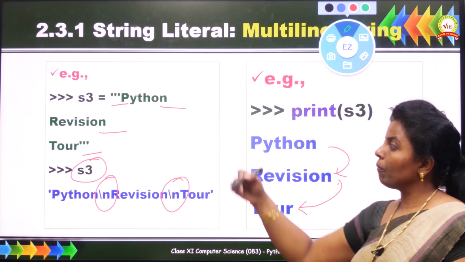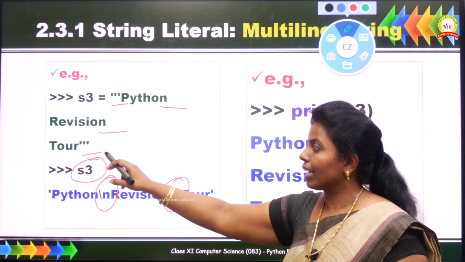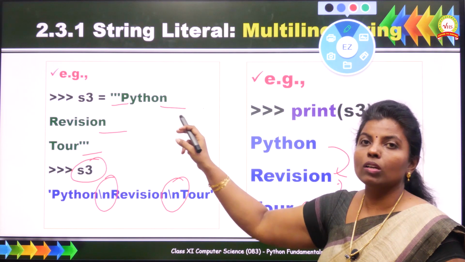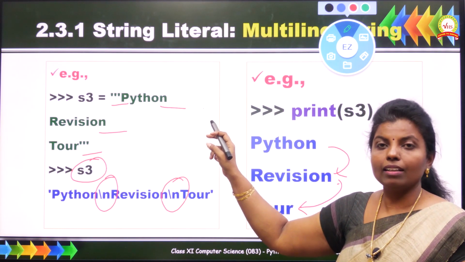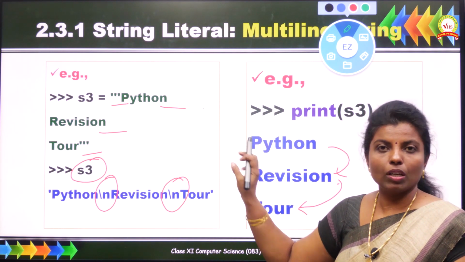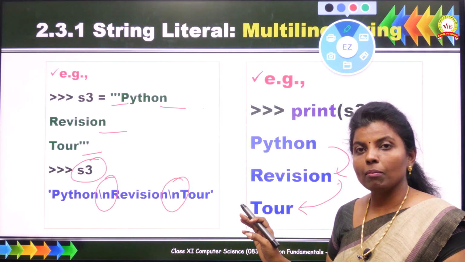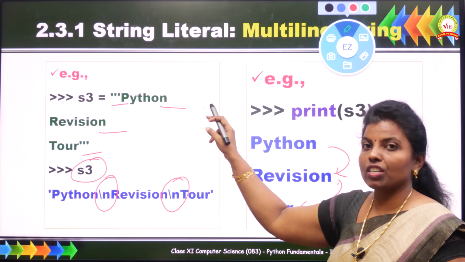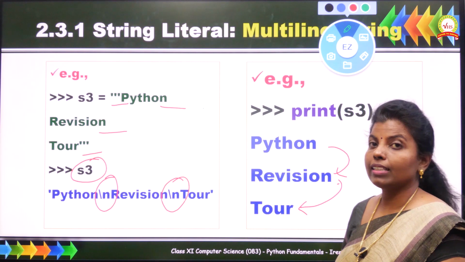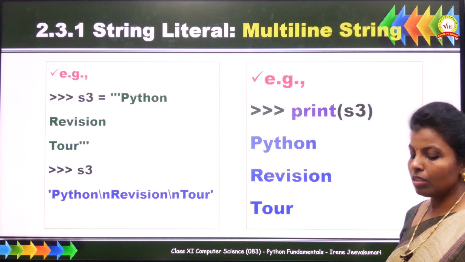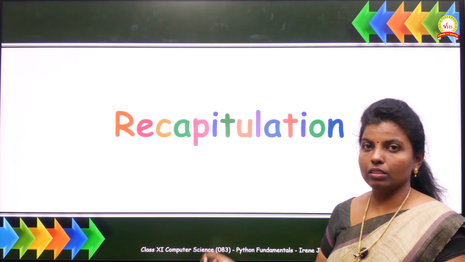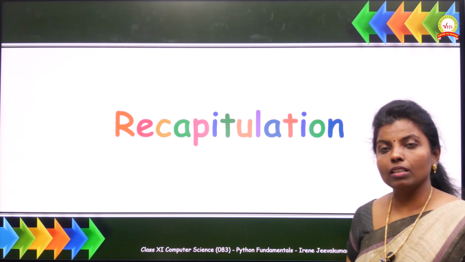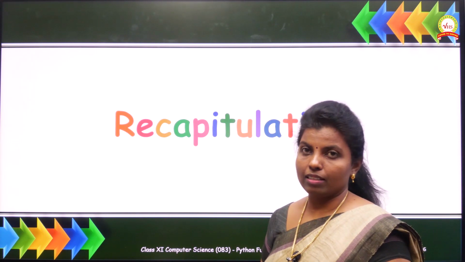So when we start with a triple quote and end with a triple quote, we need not give any backslash character at the end of each line except the concluding line. Python automatically includes backslash n or new line character at the end of each line. So this is the thing you must know about this string literal. So you have learned about single line string as well as multi-line string.